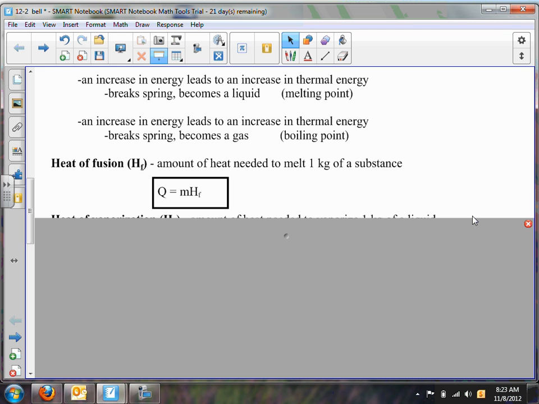This H sub F is a constant. You won't have to memorize it. You can look it up. I'll either have that in a table on your test, or it's found currently on page 287 in your textbook. But that's another way to find Q of a change of state.